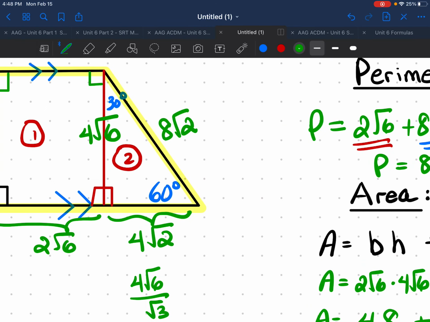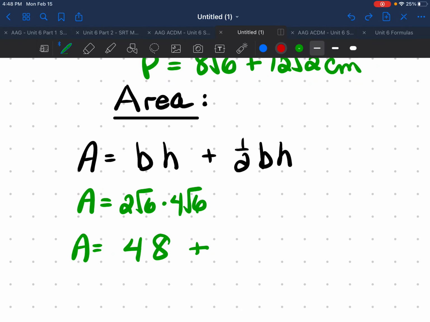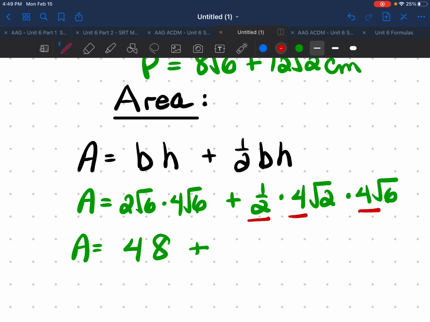Now, if you notice, the triangle part has a base of 4 radical 2 and a height of 4 radical 6. So let's go ahead and use that, okay? So plus 1/2, right? Since it's a triangle, we have to include the half. 1/2 of 4 radical 2 times 4 radical 6. All right, let's see here. So we're going to go half times 4 times 4. So that's going to give us 8, right? And then that's going to be 8 radical 12.